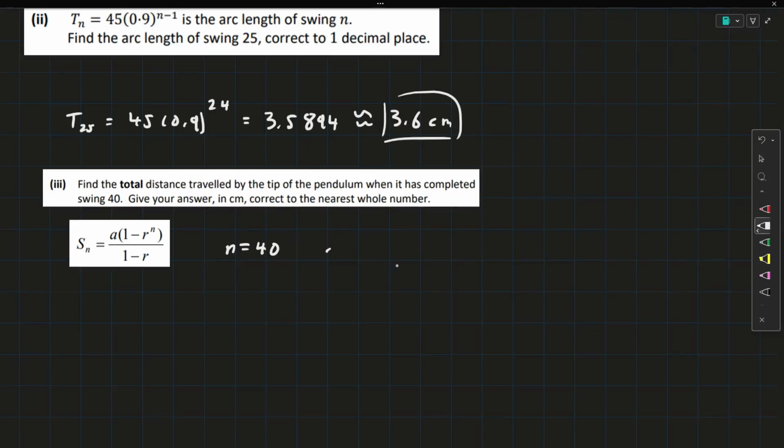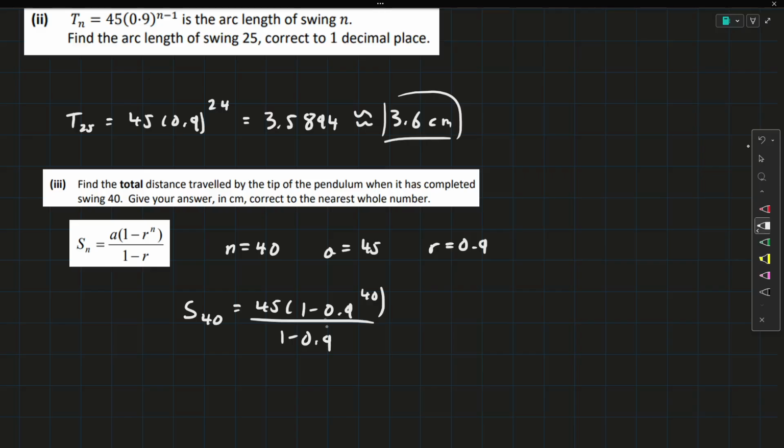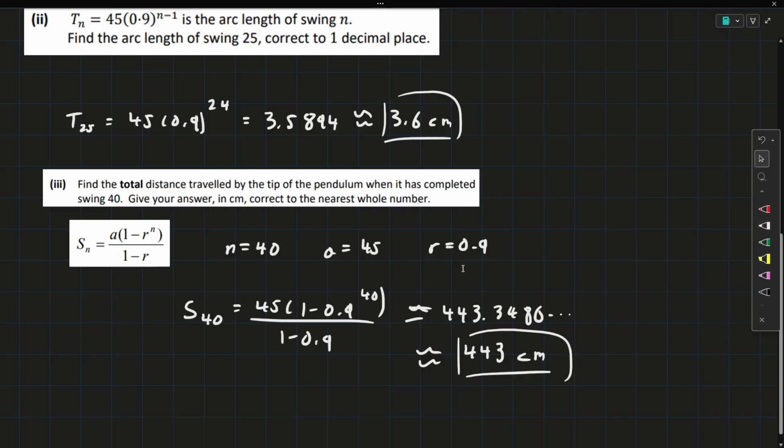So n equals 40. Our first term is 45. That's the starting length. And we're multiplying by 0.9 each time. So we can say that S of 40 will be equal to 45 times 1 minus 0.9 to the power of 40, all divided by 1 minus 0.9. Put that into your calculator, and what you should end up getting is 443.3486, and that keeps going. It says the nearest whole number, so that's roughly equal to 443, and again, the unit is centimeters.